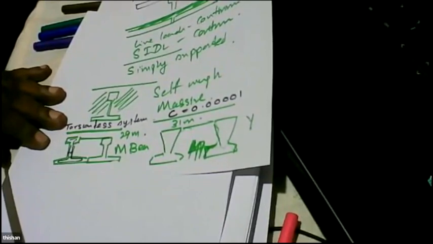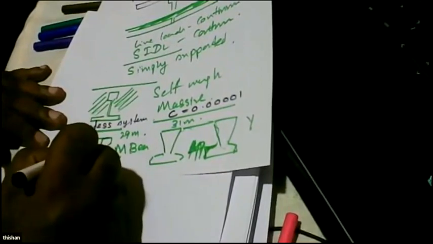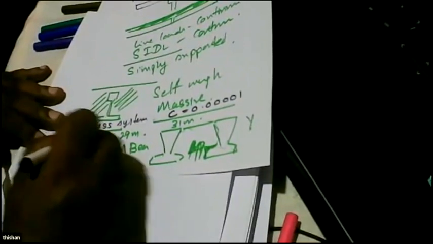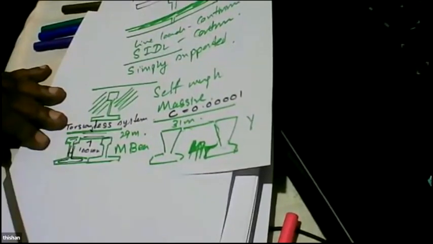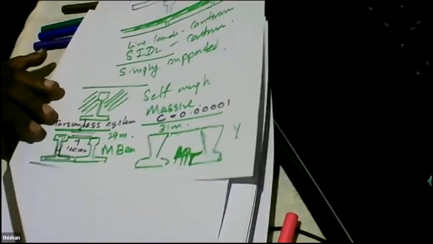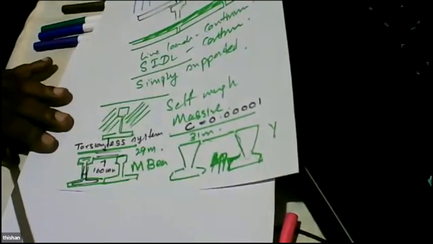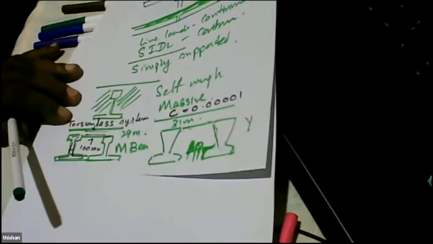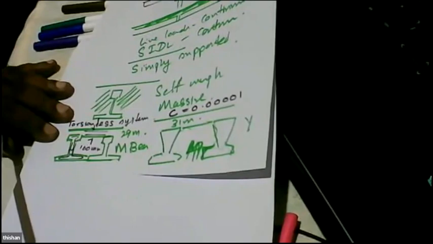But still they found that if you use a slab of thickness more than 160 millimeters with double layers of reinforcement, then this is going to be a successful solution. So that's how the M-beam was developed.